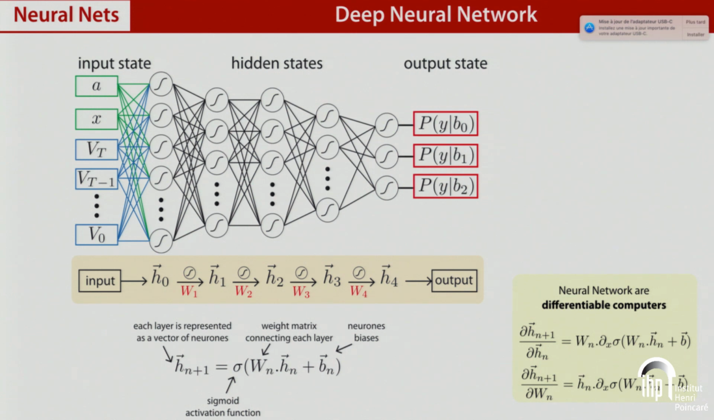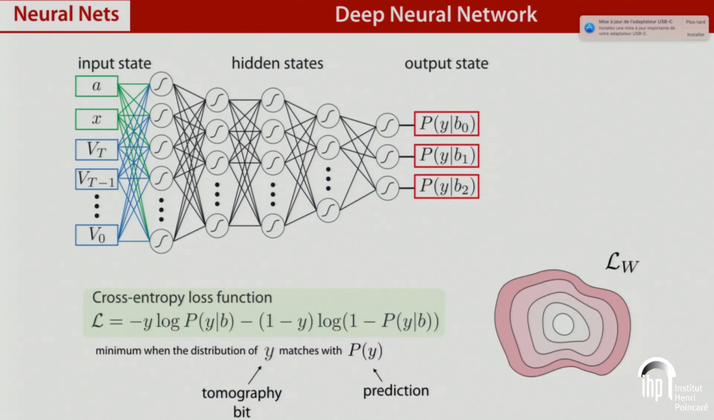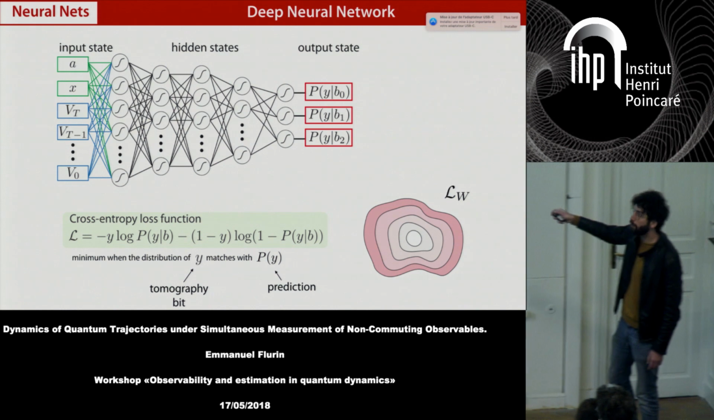Now you have to define a loss function. You get some output out of your network, and you want to compare the prediction of the network with, for instance, here the tomography bit we get out of the experiment. Here we are just using a cross entropy loss function, and this loss function defines a landscape that we would like to minimize.